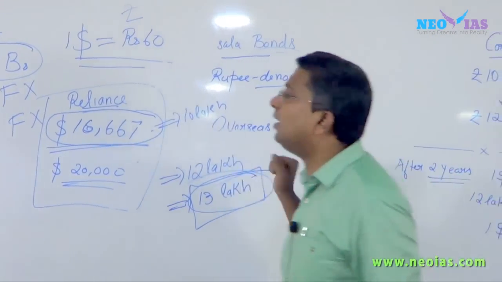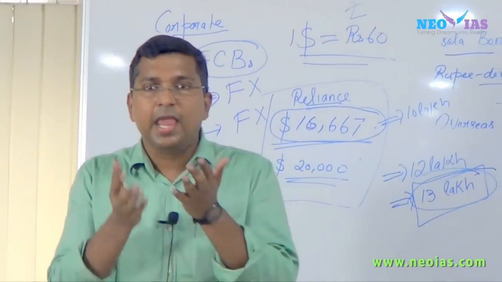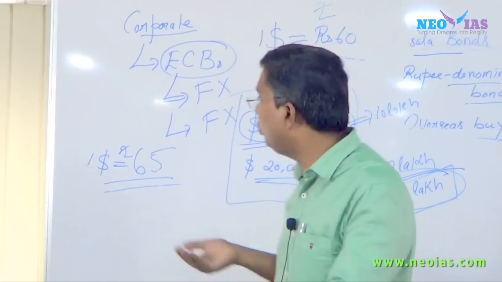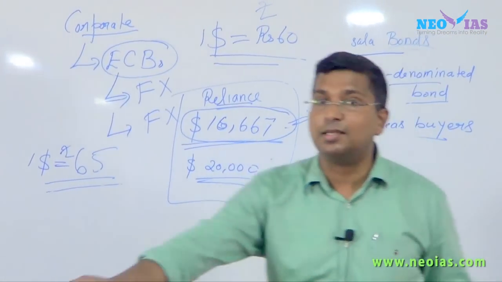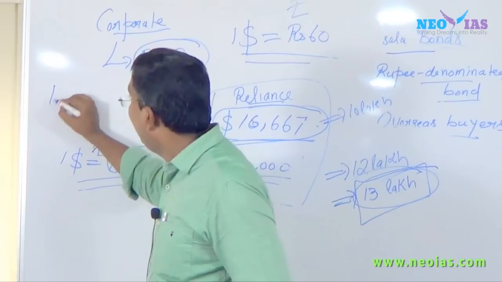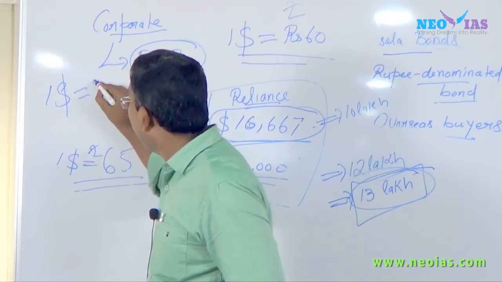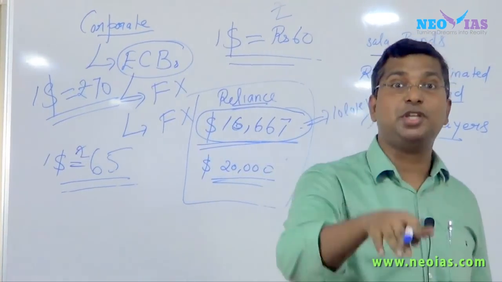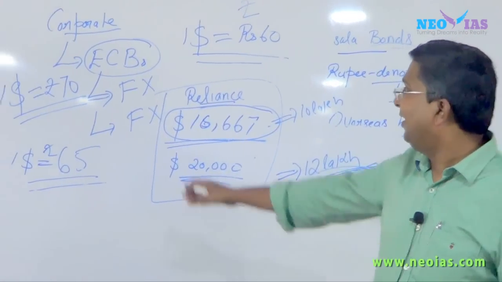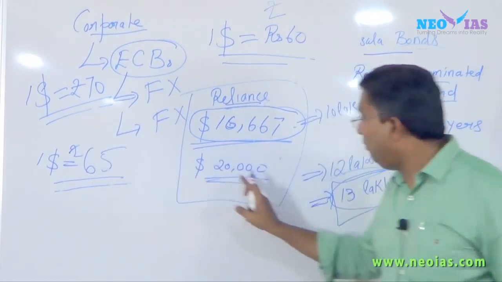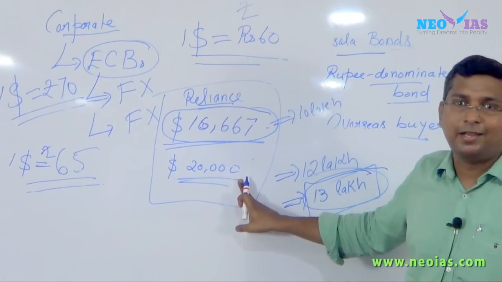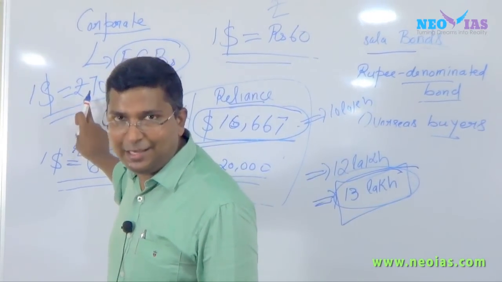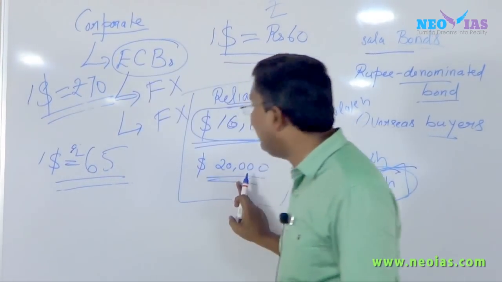So this is what is called currency risk. What happened to the Indian rupee? It depreciated from 60 to 65 in this 2 year period. Now imagine a situation like this. It can also happen that the Indian rupee depreciates to more than that. If it is depreciating to 70, then to give back $20,000, how much Indian rupee is required? He requires 14 lakh if he wants to give back $20,000.